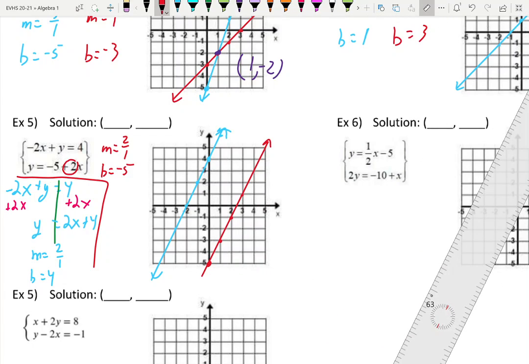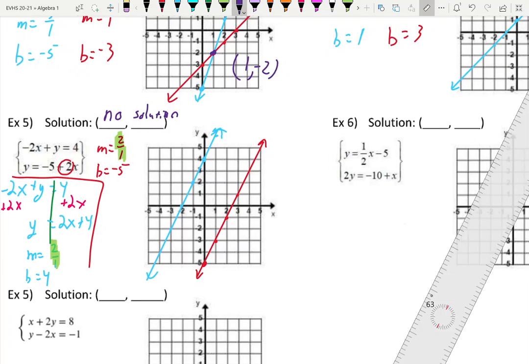And now it doesn't look like these are getting any closer together. And sure enough, I've got a slope of 2 and a slope of 2, which means that they are going to rise and run at the same rate. These two are parallel, which means there is no solution. That happens when the slopes are equal and the y-intercepts are different.